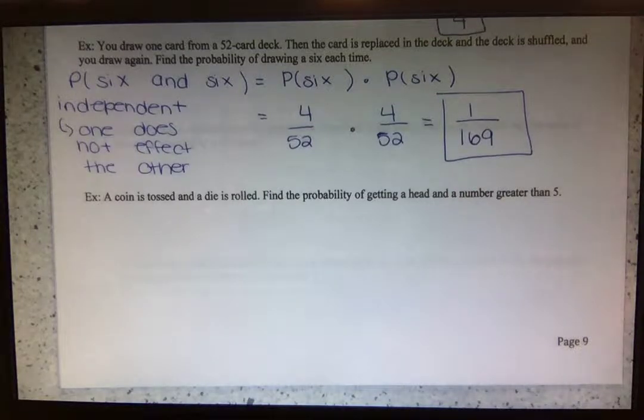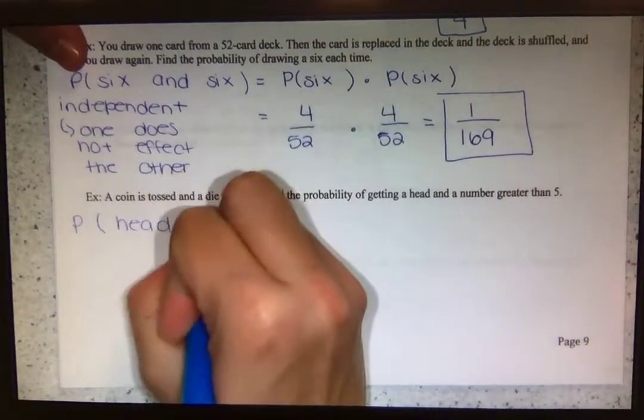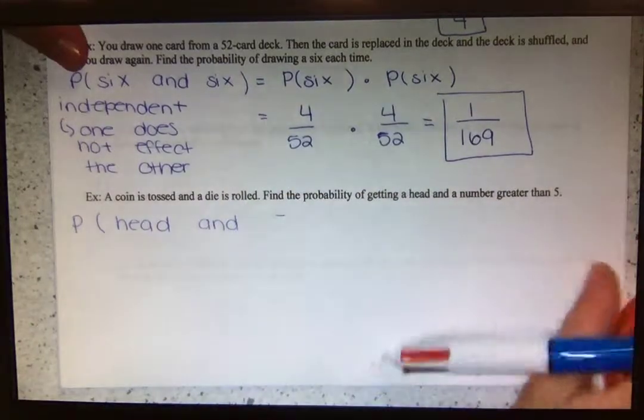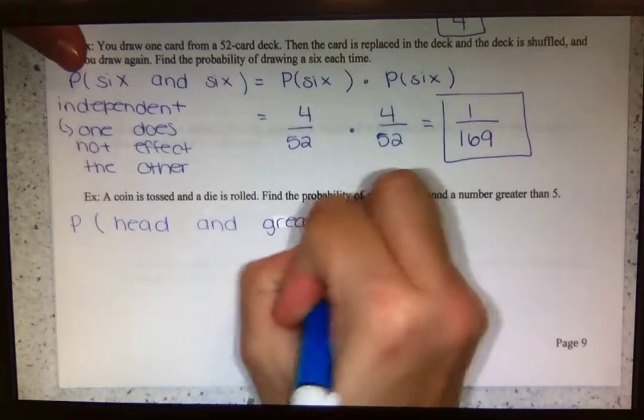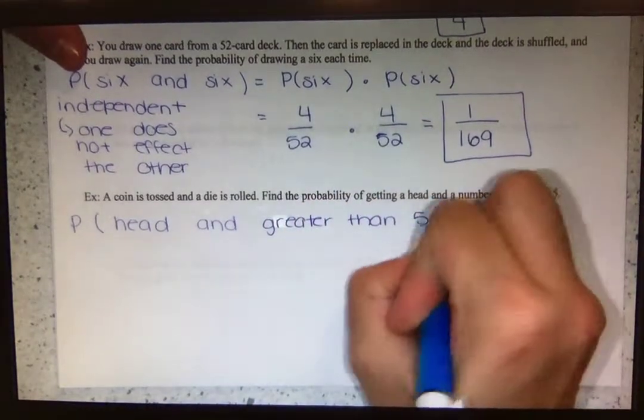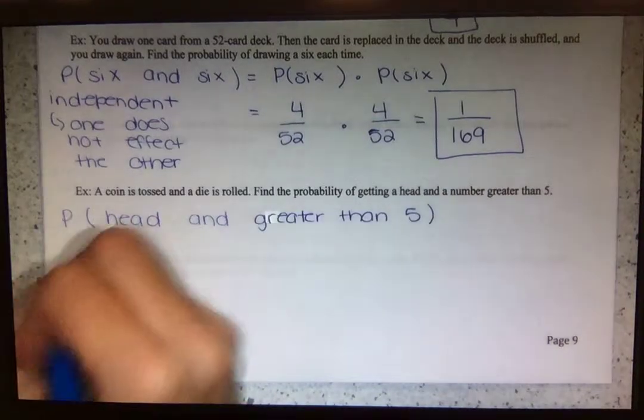A coin is tossed and a die is rolled. So we're doing both. Find the probability of landing on heads and that the number is greater than 5. So we're trying to find the probability of landing on heads and a number that's greater than 5 on our die. So, independent or dependent, does one affect the other? No, if I toss the coin, that has no effect on what number I roll. So they're independent.